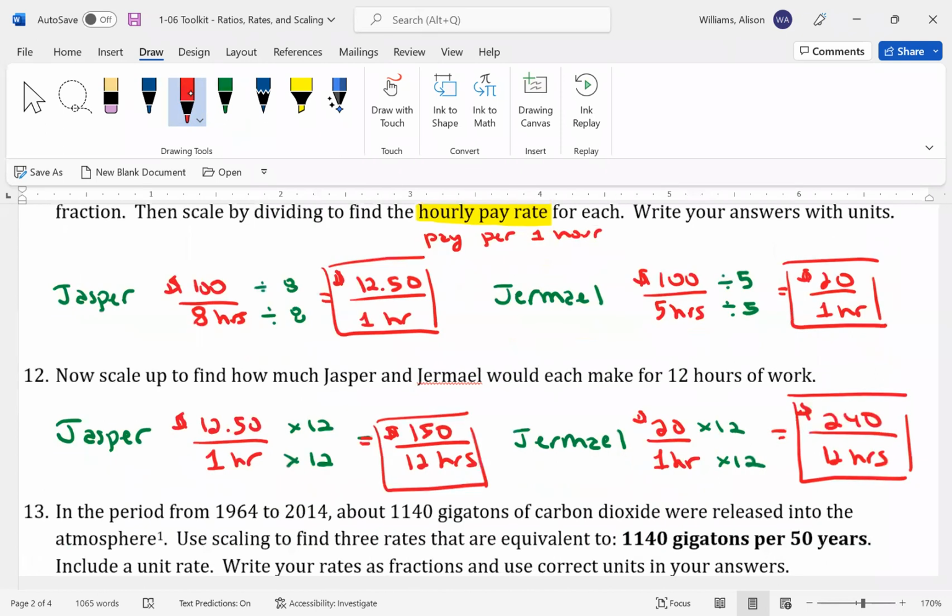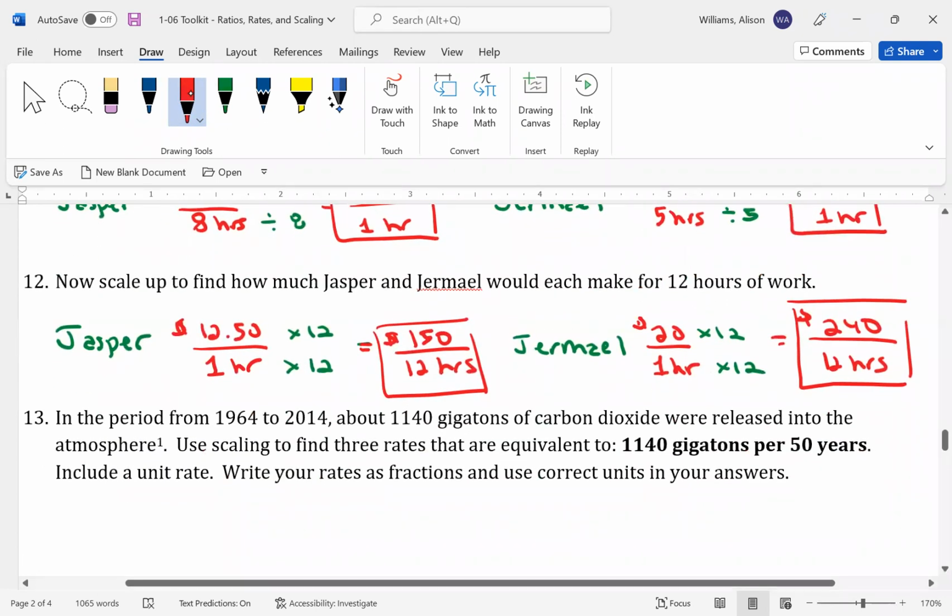All right. In the period from 1964 to 2014, about 1,140 gigatons of carbon dioxide were released into the atmosphere. Use scaling to find 3 rates that are equivalent to 1,140 per 50 years, because that's a 50-year period. Per 50 years, include a unit rate. Okay, so let's look at this, three rates that are equivalent to this.